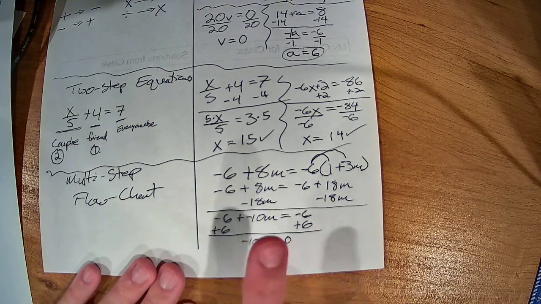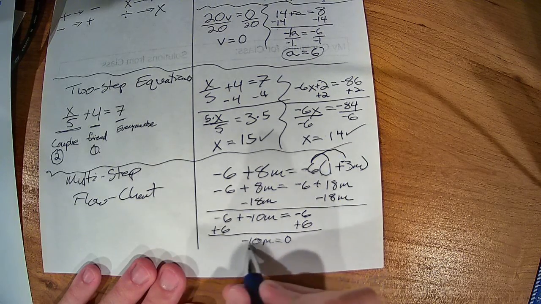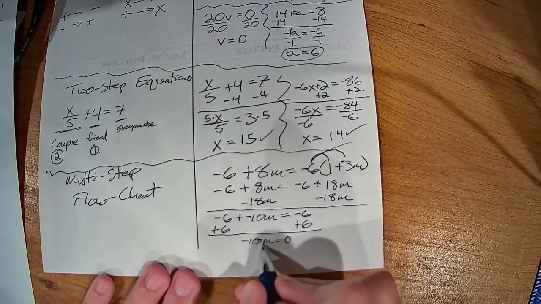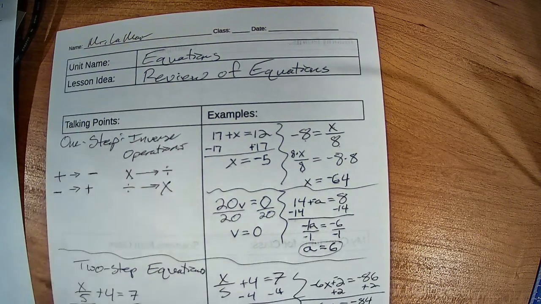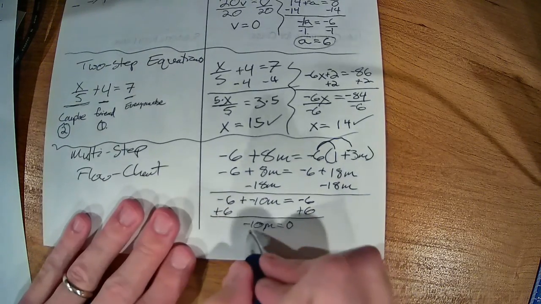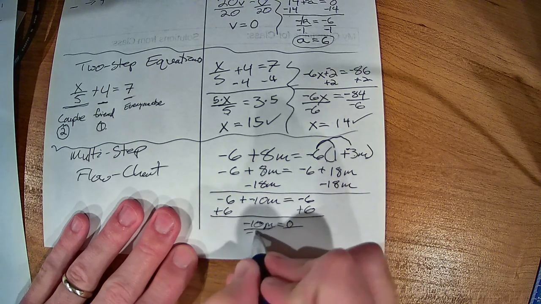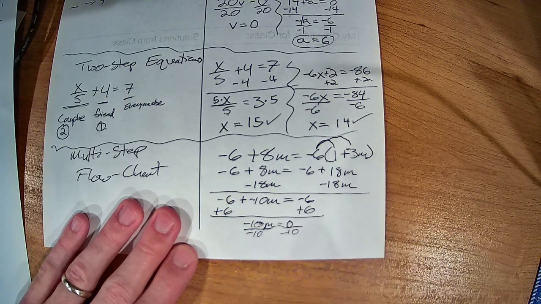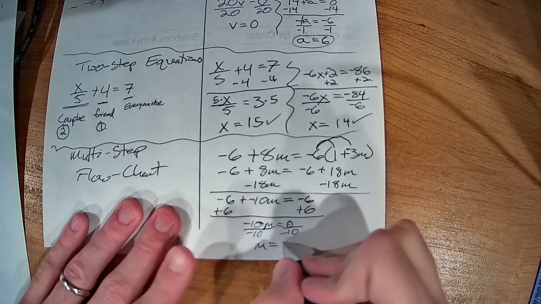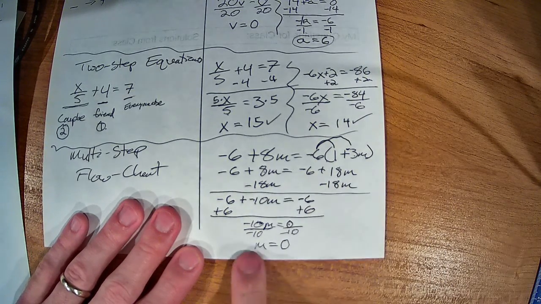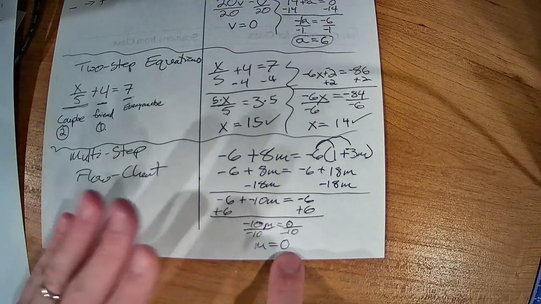Last step, do you have a number attached to the variable? In other words, do we have a coefficient? We definitely do. In this case, it's attached by multiplication, so we'll undo it by way of division. See those inverse operations come back into play. So we'll divide by negative 10 on both sides. M equals, and 0 divided by negative 10, what do you know, is 0. So we literally did all that work for, well, nothing.